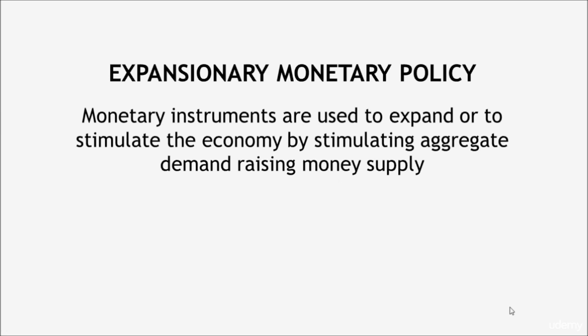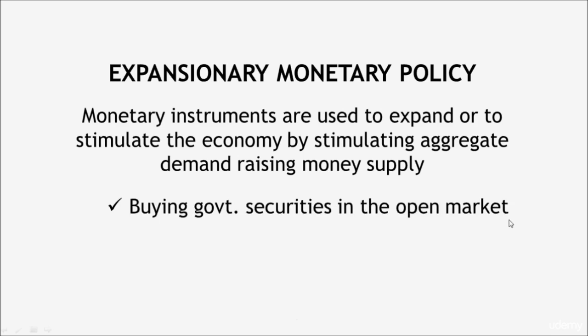To execute an expansionary monetary policy, central bank buys government securities in the open market. As a result, money supply rises. Central bank can reduce required reserve ratio. It will increase the availability of funds to the commercial banks to do business, and money supply rises. Similarly, central bank can influence the commercial bank to take loans from the central bank, reducing bank rate, which will ultimately increase the money supply.